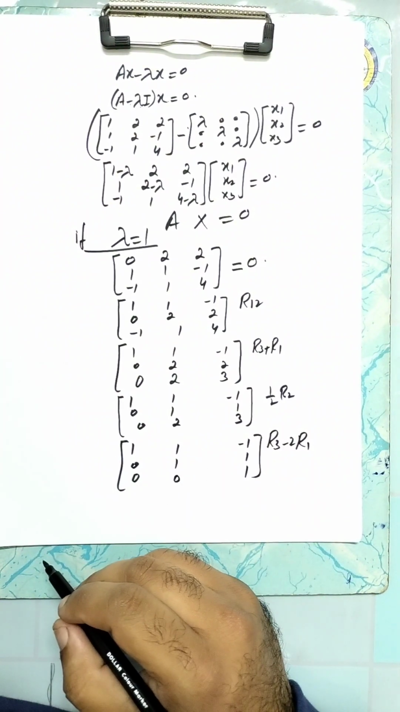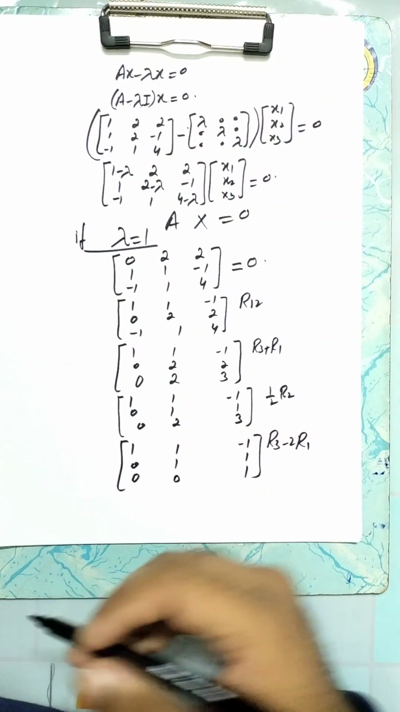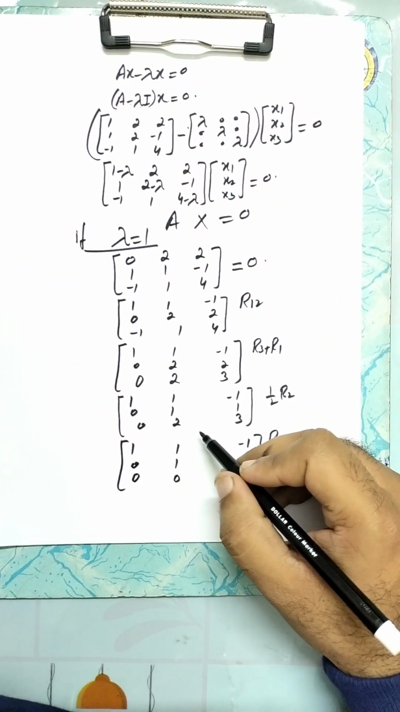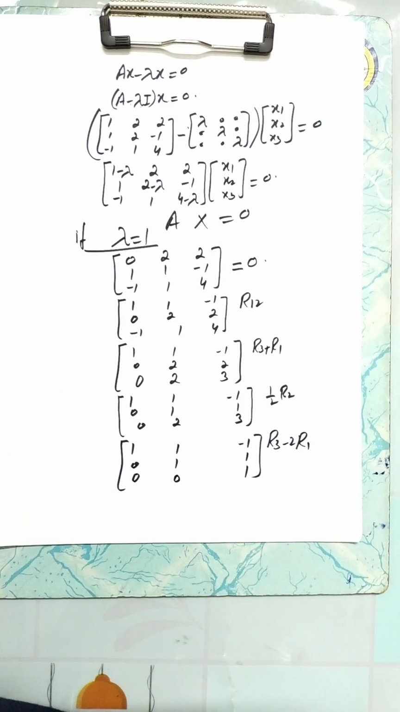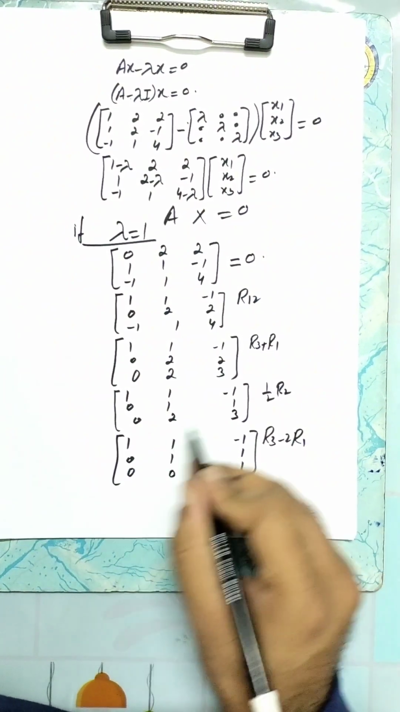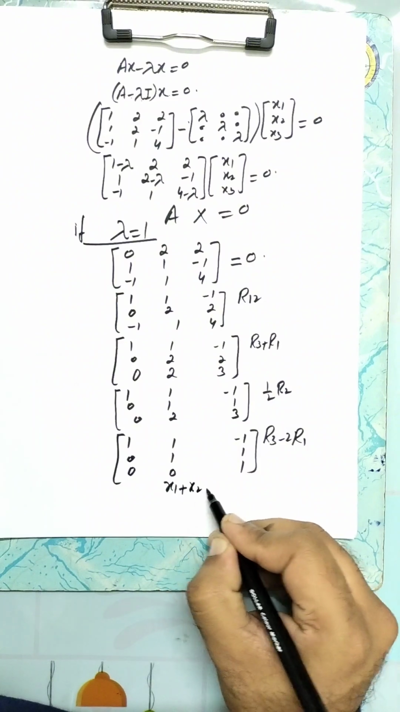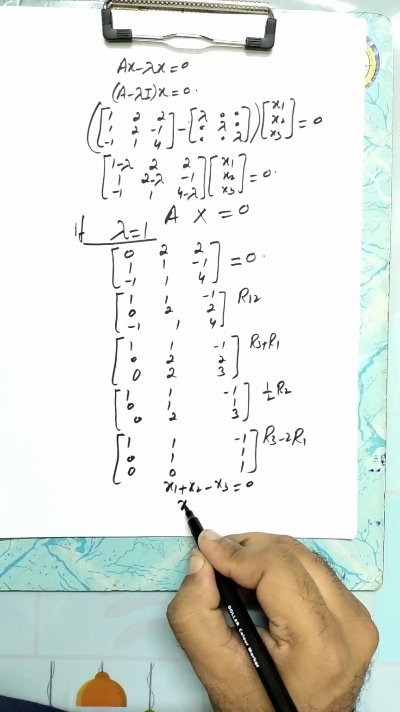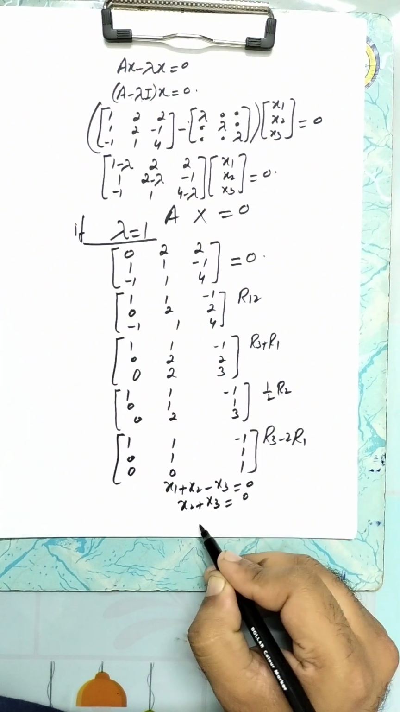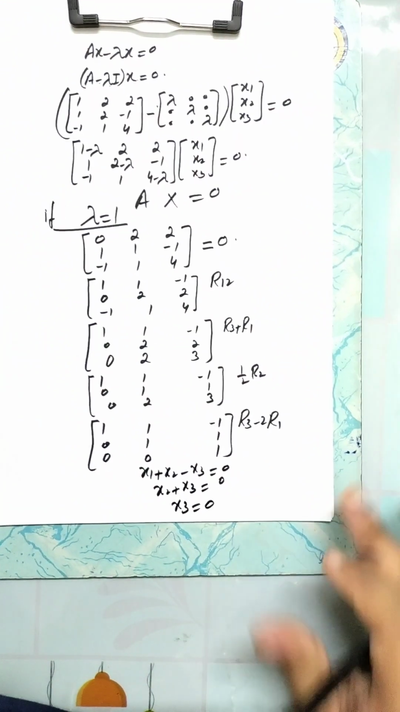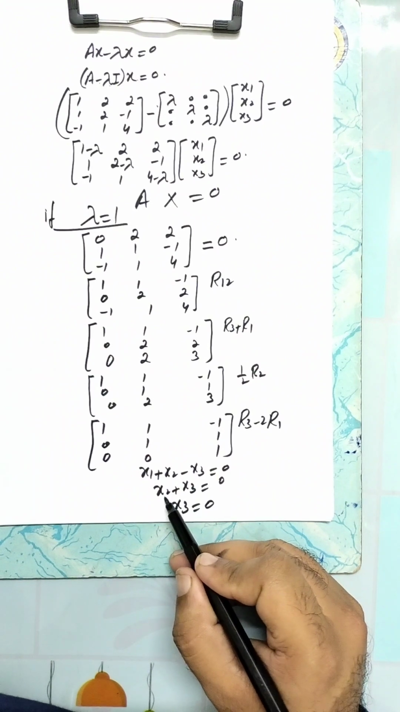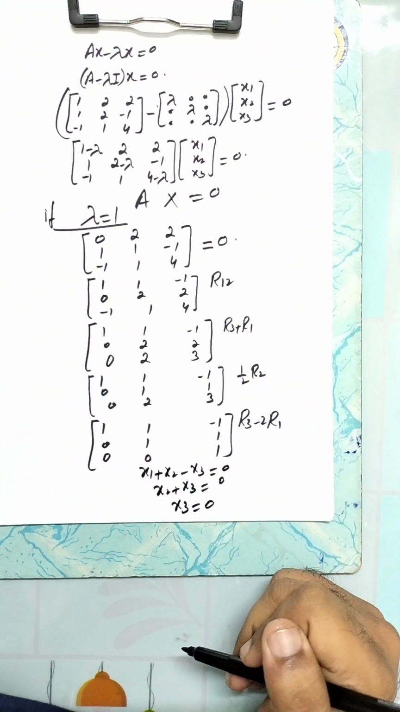So we write the equation, or we convert this into reduced echelon form. We also have the option to convert it into a reduced echelon form. I think this is enough. So I will write this equation into the system form. This becomes x1 plus x2 minus x3 is equal to 0, x2 plus x3 is equal to 0 and x3 is equal to 0. So x3 is equal to 0, then x2 is also 0.